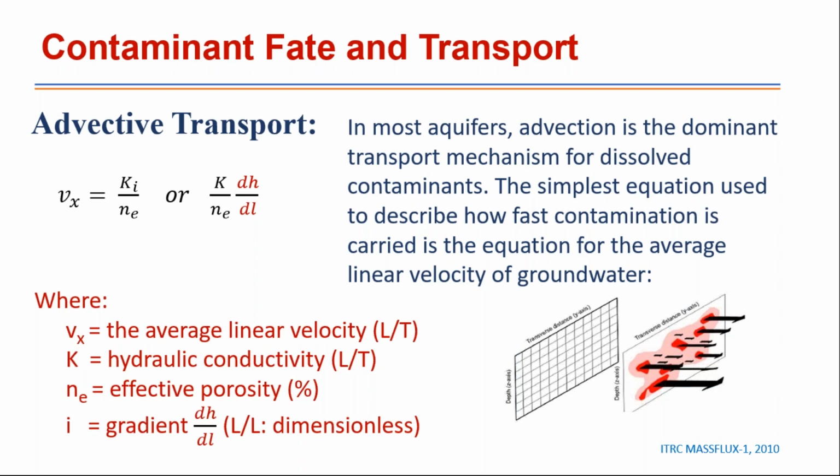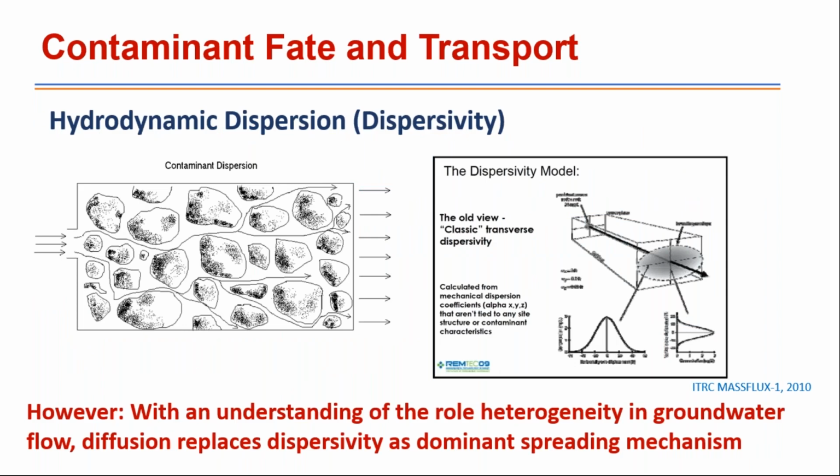90% of your flow could be in 10% of your aquifer. And this is showing you the same sort of thing. But your actual contaminant mass is only in a small portion of the aquifer. Now, what we used to look at in unconsolidated materials is hydrodynamic dispersion, dispersivity.